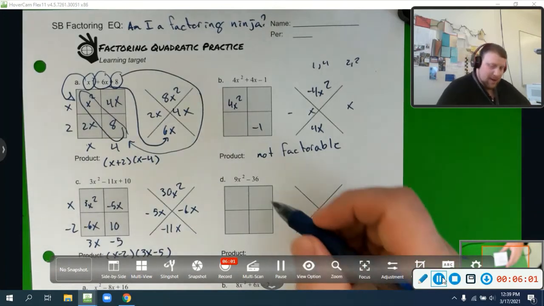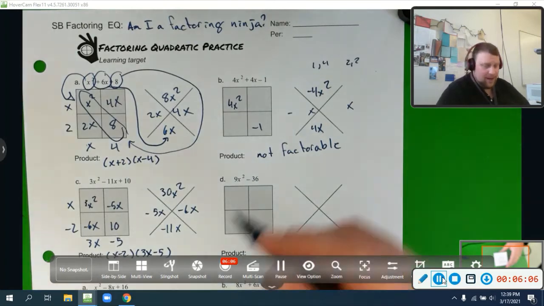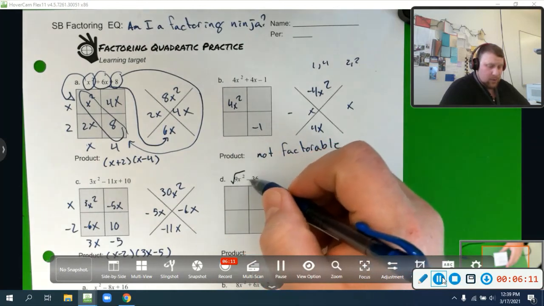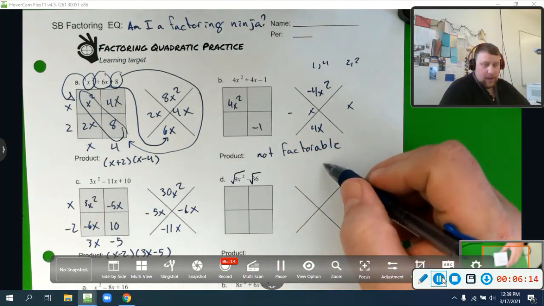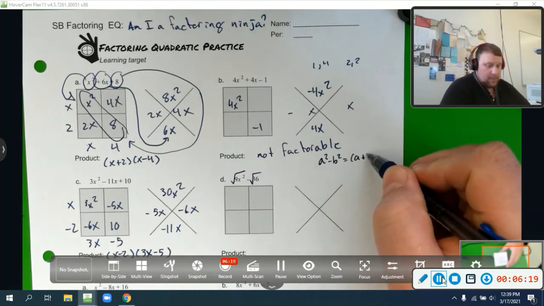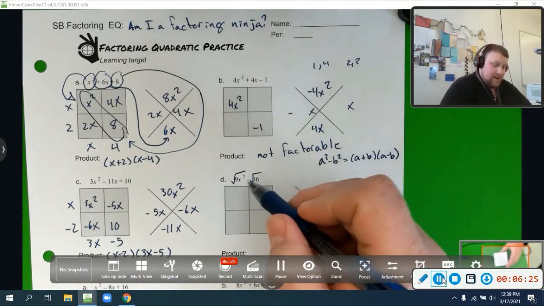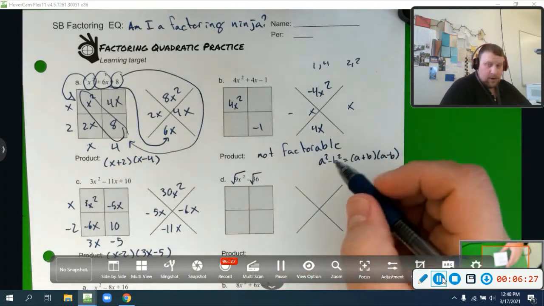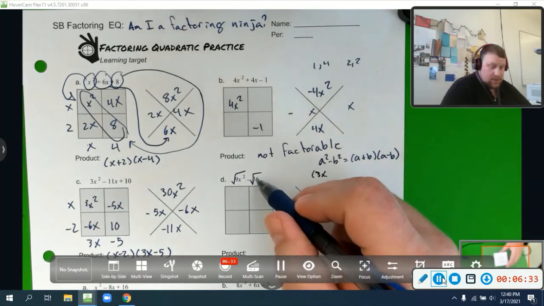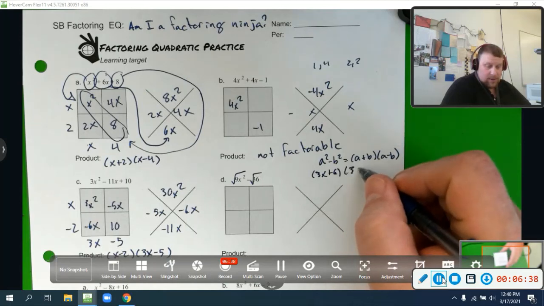Now, with this next one, I'm going to ask you a question. There's really two ways we could do this. It turns out 9 and 36 are square numbers. So I could potentially just take the square root of each one. Don't forget, a squared minus b squared equals a plus b times a minus b. What's the square root of 9x squared? Well, that's 3x. What's the square root of 36? That's 6. So I could have 3x plus 6 times 3x minus 6.